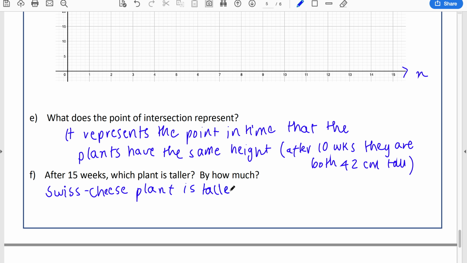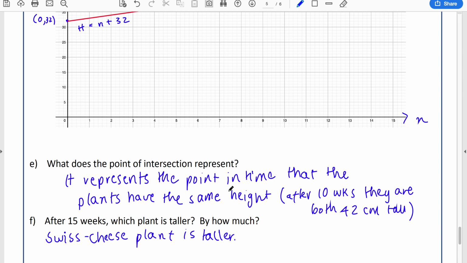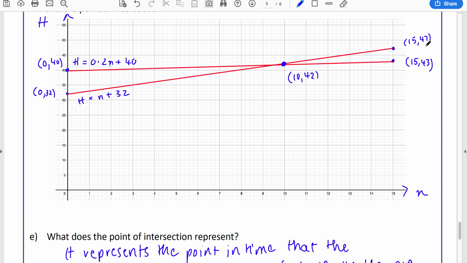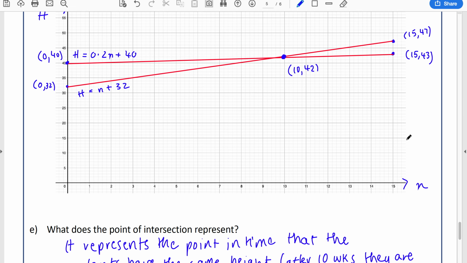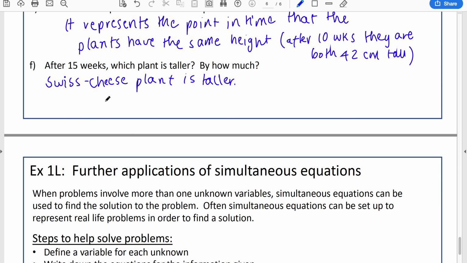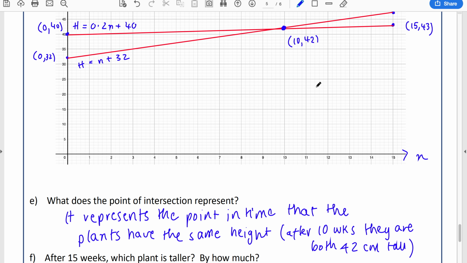But we've also been asked by how much. So if you look up here, this one is 47, while the other one is 43. So we can say by, I'll just put a comma, 4 centimetres. And then we're done.